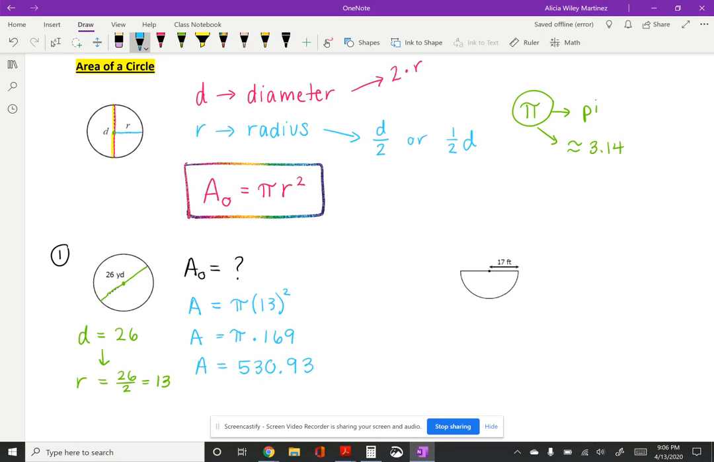And since this area is always in square units, it's going to be yards squared. And that is your area of that circle.